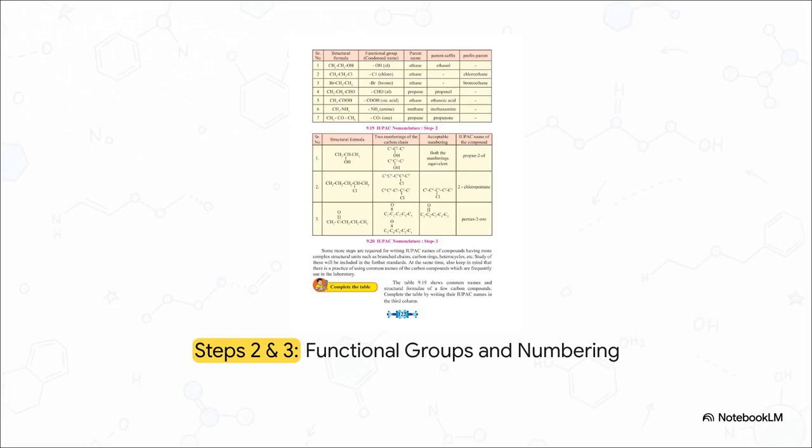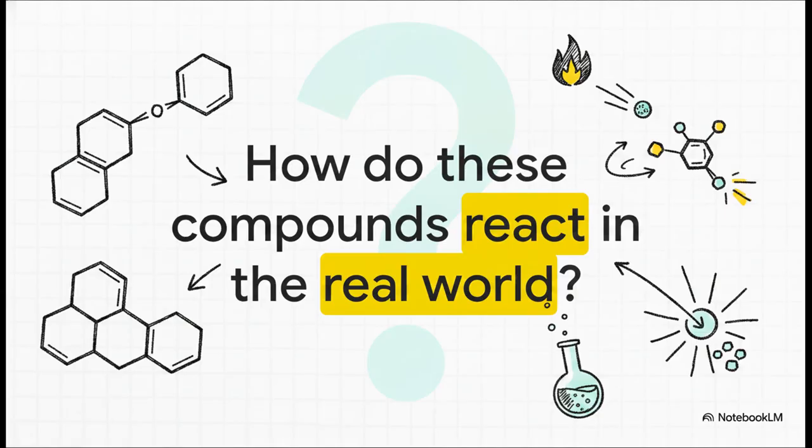The golden rule here is ensuring we number the carbon chain starting from the end that gives the smallest possible number to that functional group. This makes the name perfectly unique, like propan-2-ol. No more confusion. All right, so we have successfully learned how to build and correctly name these complex structures using logical rules. But what actually happens when we put them into action? How do they behave in the real world?